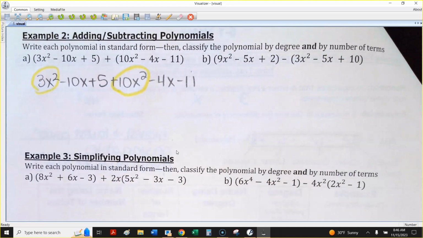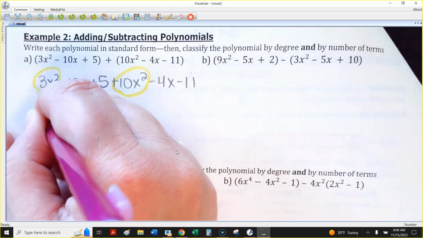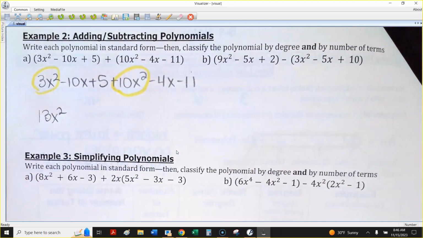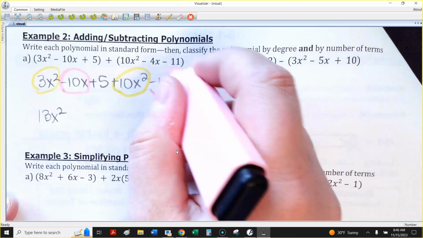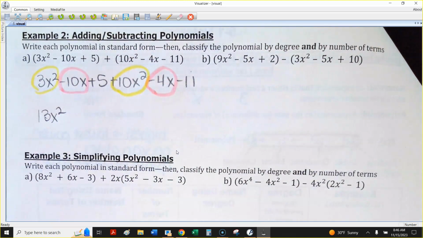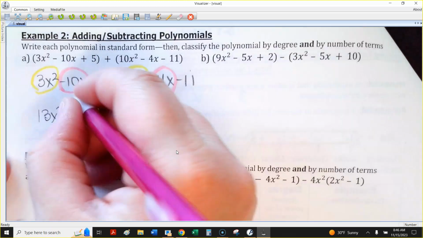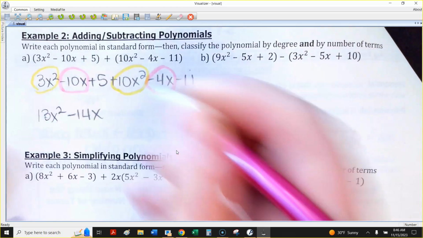Just add them up. So I should have 13x squared. Then I'm looking for the next power of x. So I'm seeing negative 10x and negative 4x. They're both negative, so they're going to get more negative if we combine them. So this should be negative 14x.